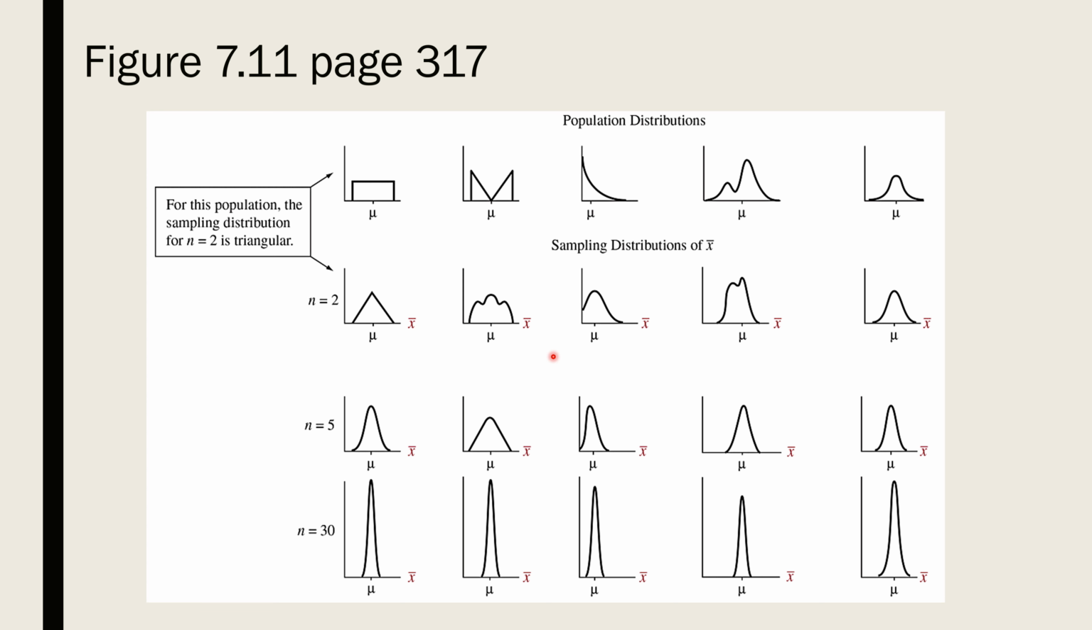This is figure 7.11 from page 317. In your lab this week, you are going to do a very similar simulation, or I should say simulation study, to mimic this plot. For example, if the population distribution looks like this one, this is called uniform distribution. When n equals 2, the sampling distribution is called triangular distribution. However, when sample size increases from 2 to 5, the sampling distribution almost has a perfect bell-shape.